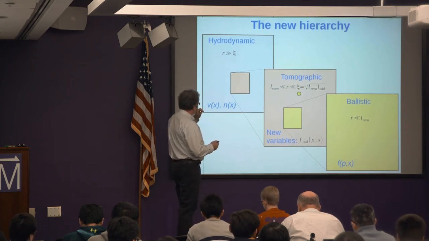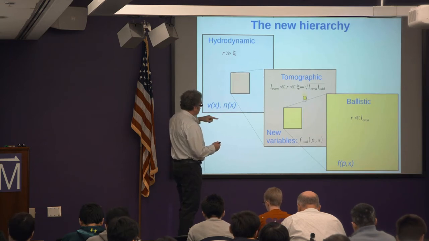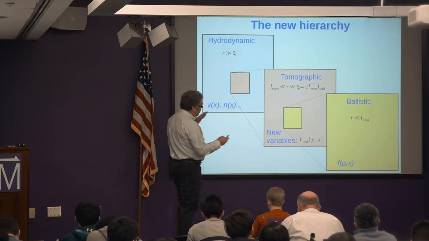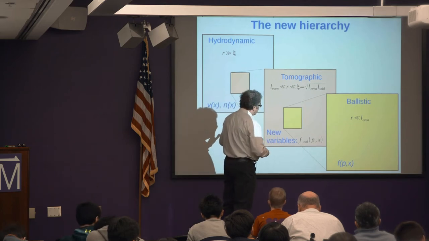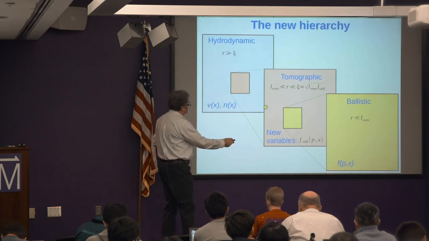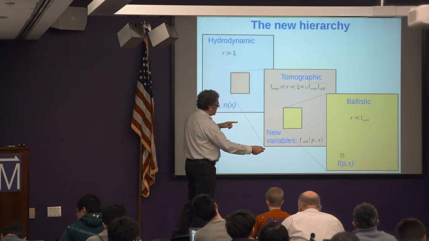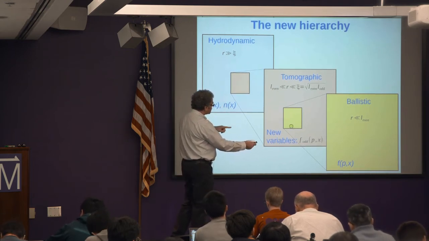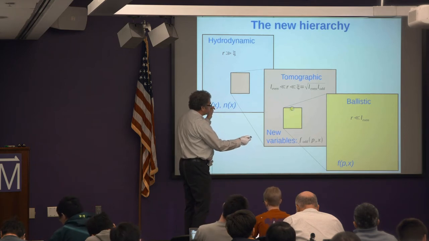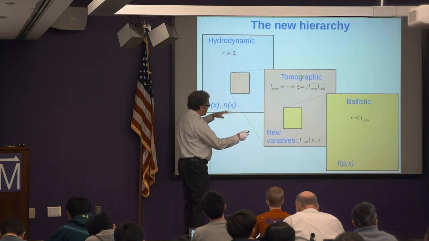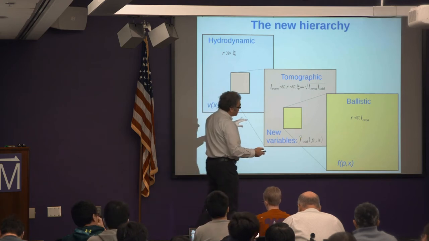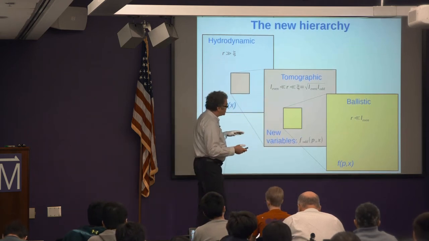There is a length scale at which there is a crossover from this angular memory regime, the tomographic regime, to the conventional hydrodynamic regime. And that happens when all harmonics except m equals 0 and m equals 1 have relaxed. But that length scale and time scale will be much longer than the ballistic one. So there is a wide range of times and length scales where this is the replacement of hydrodynamics.